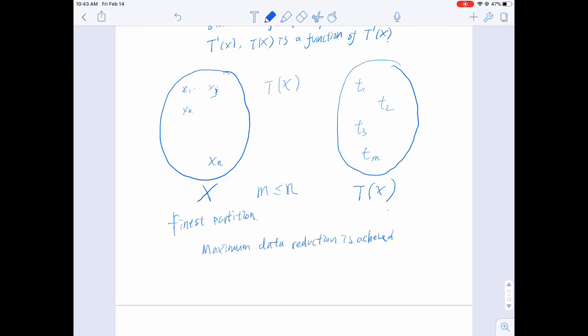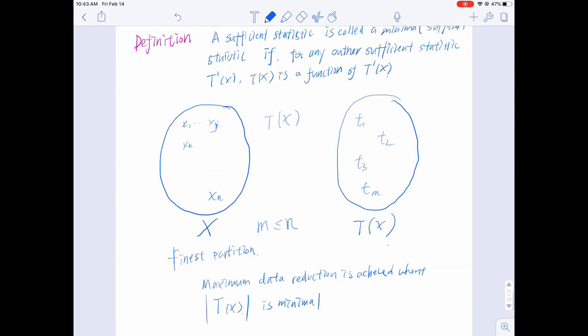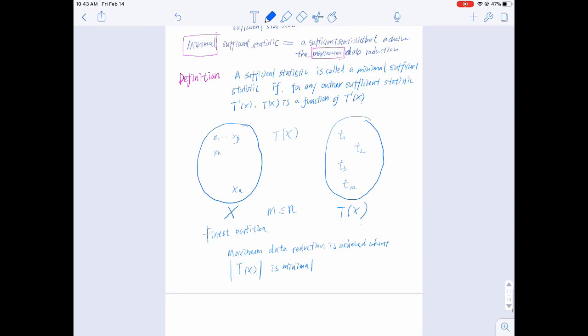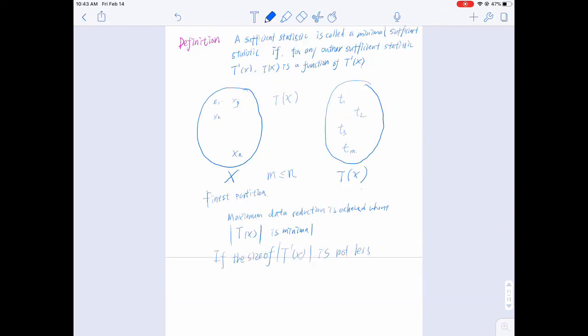There are many different ways to do partition in the space x. Maximum data reduction is achieved when T(x) has the smallest dimension, which means when m is the smallest, then we say we achieve the maximum reduction, and this T(x) will be the minimal sufficient statistic. If we compare the size of different T(x), if the size of T'(x) is no less than the size of T(x), then we say T(x) is indeed the minimal sufficient statistic.